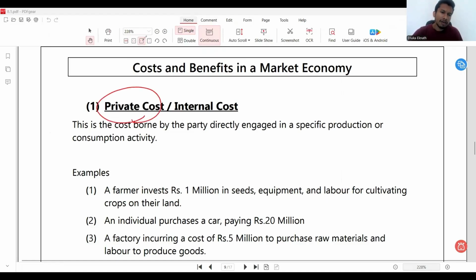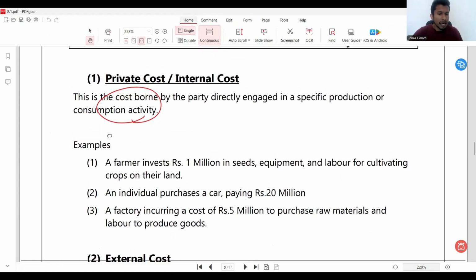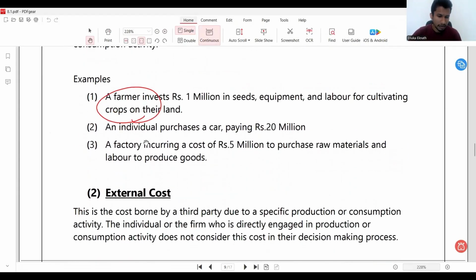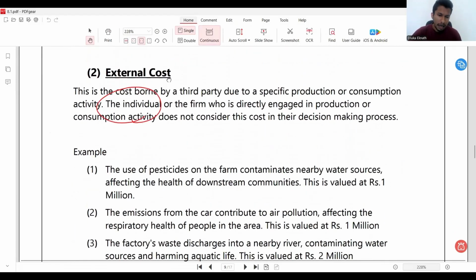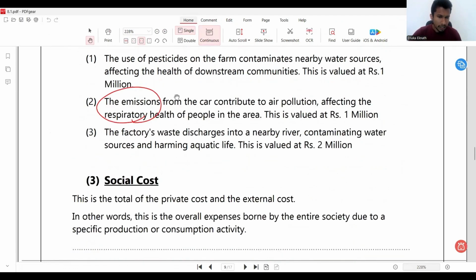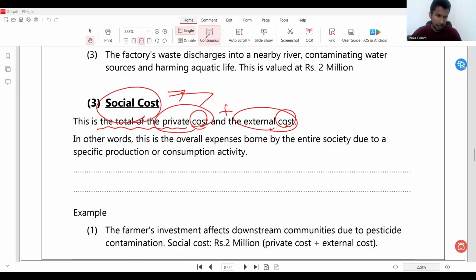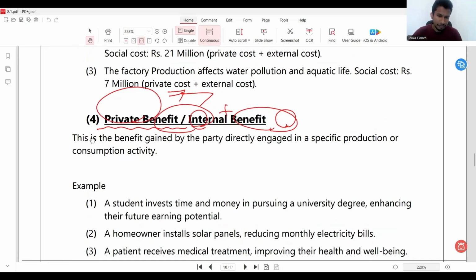So we have private cost. That is the cost borne by the party directly engaged in the specific production or consumption activity. Then we have the external cost. And then we get the social cost. How do I define this social cost? I define that as the total of private cost and the external cost. So the total of these two is equal to social cost. In the same way, the total of private benefit and external benefit is equal to social benefit, right? You have that note here.